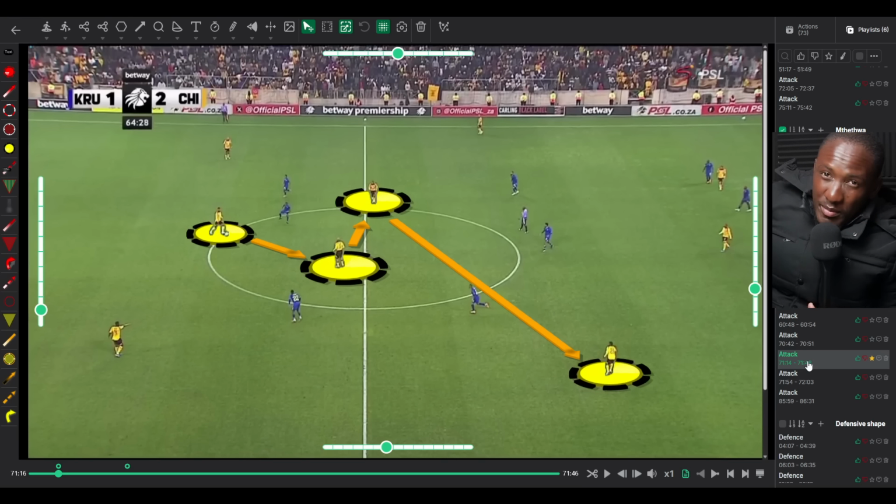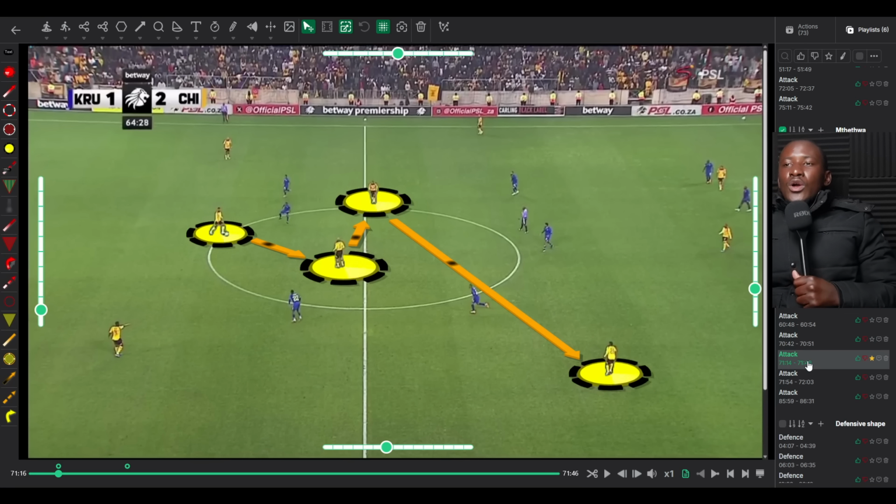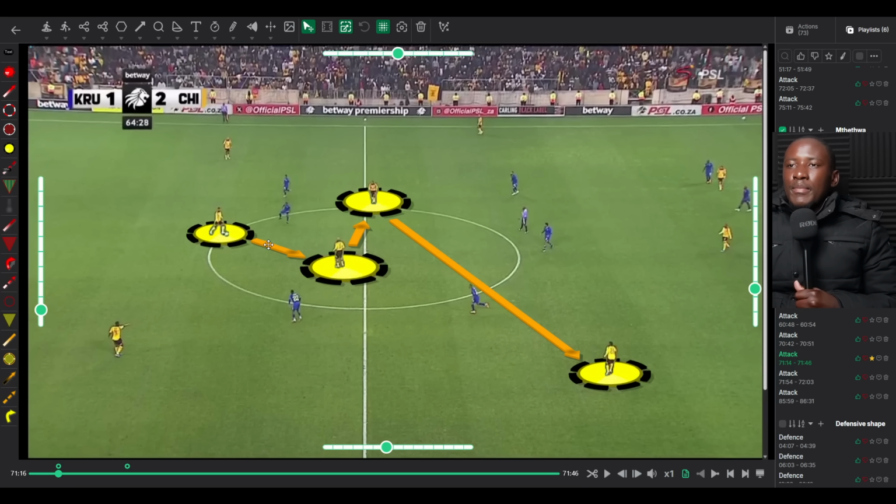You've probably heard of the up-back-through pattern. What an up-back-through is, basically, is a pattern whereby one player like Miguel here has the ball, he passes it forward as he does here, and then Mthethwa passes it to the side or back, and then the through ball can be played. What that does, look what happens when Mthethwa is receiving the ball. I'll even slow it down to 0.5.